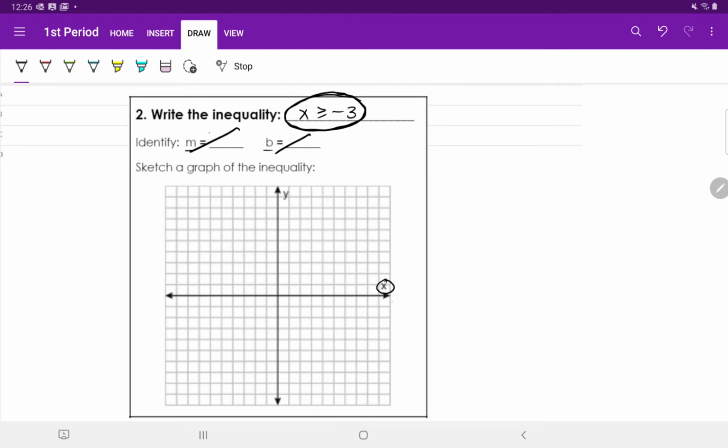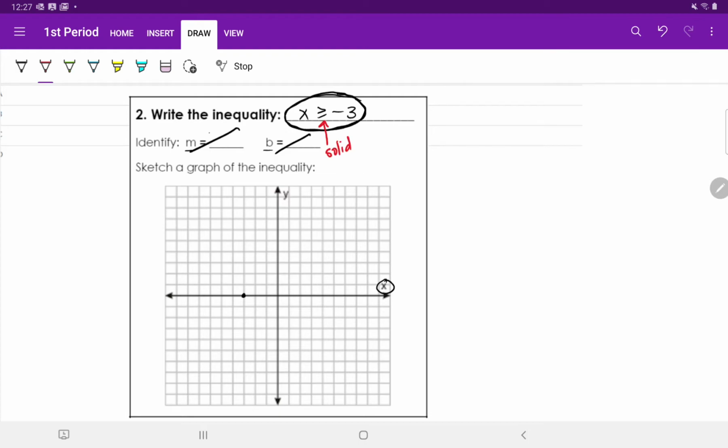So here's our x-axis. It's the one that goes left-right. Where is -3 on the x-axis? Well, that would be left 3. So this is where you find -3 on your x-axis. We're going to draw a vertical line that goes through this point. Now you must be careful. You have to pay attention to whether your line is going to be dotted or solid.